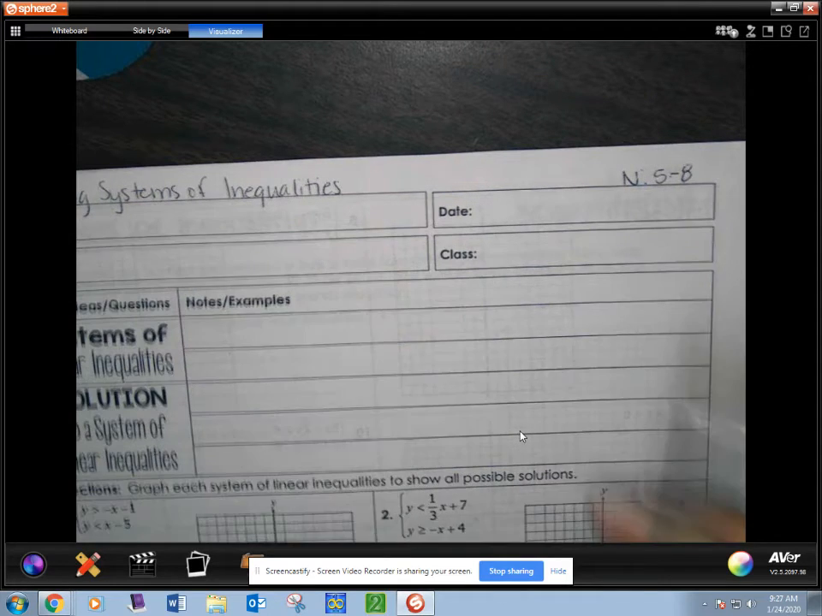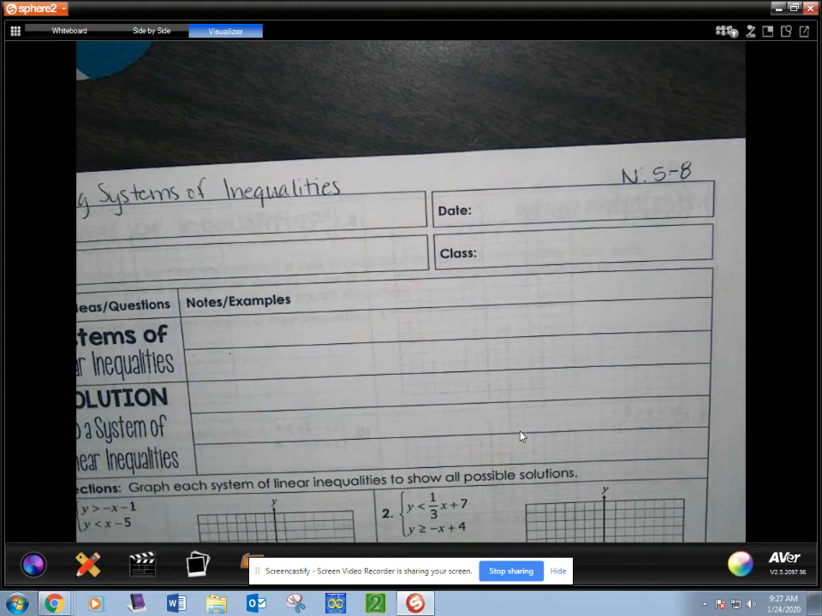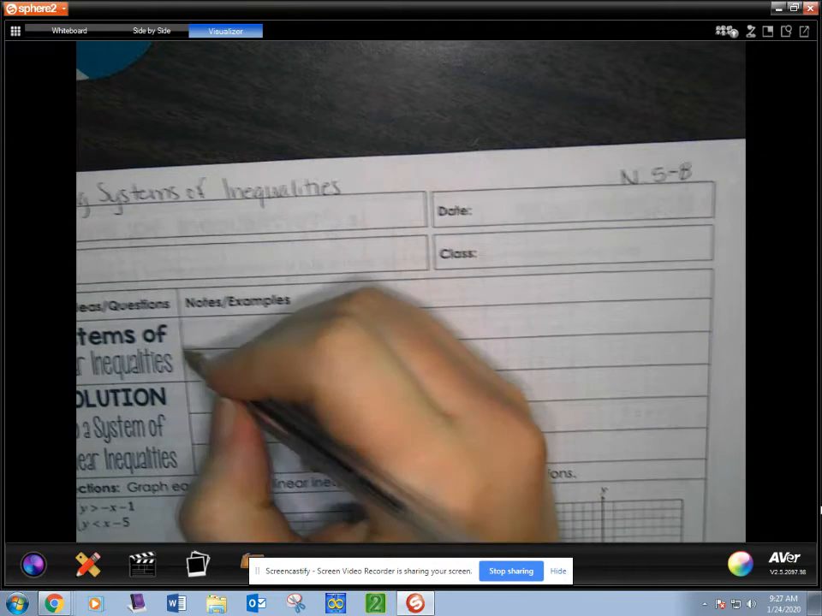Alright, guys, if you will flip to your notes 5-8, we're going to be graphing systems of inequalities now. So now you're going to be graphing lines, but instead of graphing one line, you are going to graph two. So pay attention, write this down. And if you have questions, make sure you're stopping and asking. Okay, so system of linear inequalities.